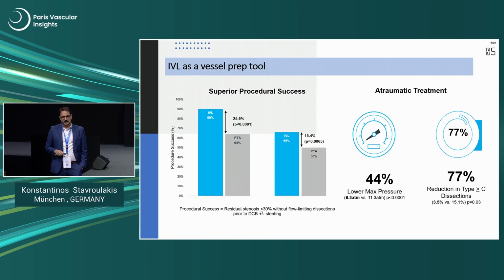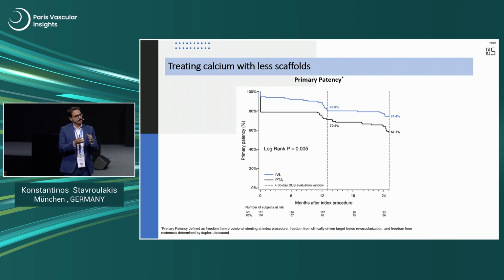A promising device was, and still is, the Shockwave catheter, IVL, intravascular lithotripsy. As a standalone therapy, it didn't really offer a benefit against POBA. But what we saw is that it's a less traumatic vessel prep modality compared to POBA. And now we can treat patients with calcified disease with fewer scaffolds. But again, whether this is associated with a theoretical benefit is something we have to see in future studies.